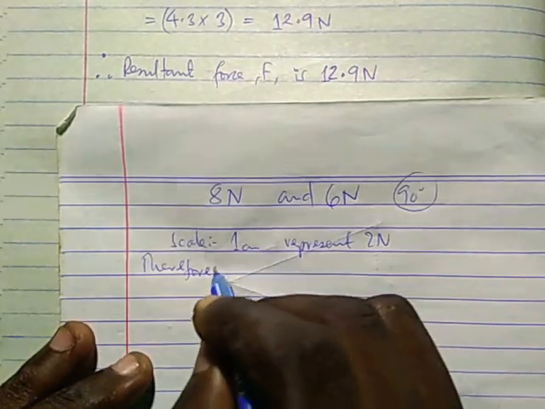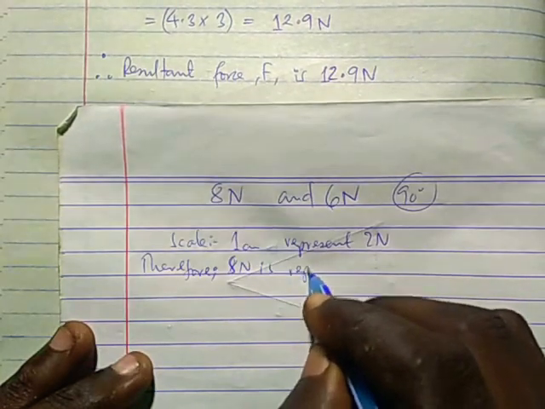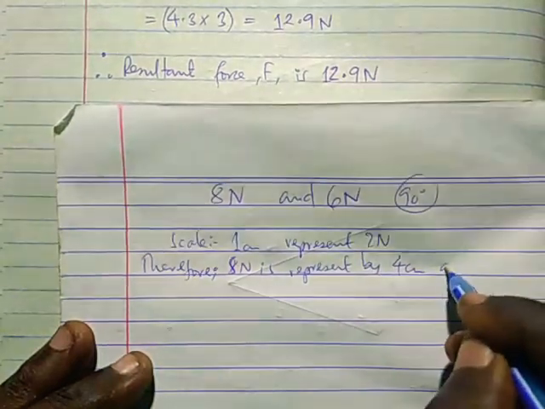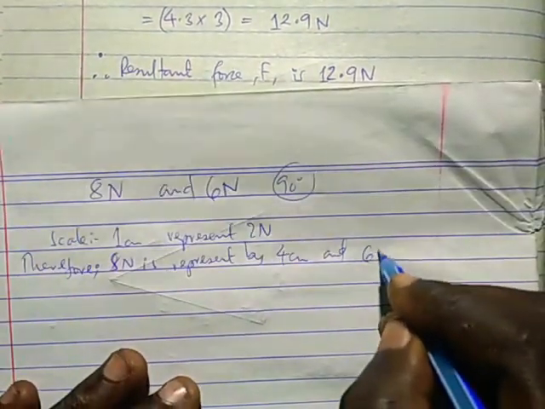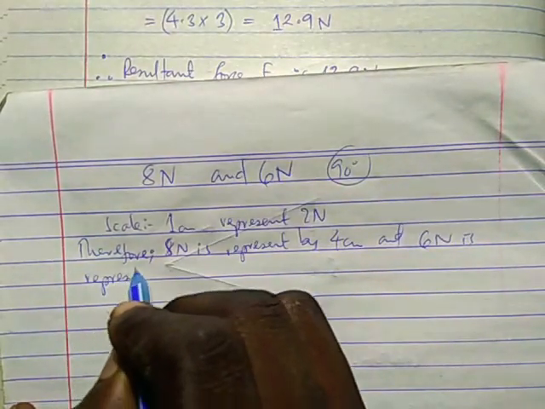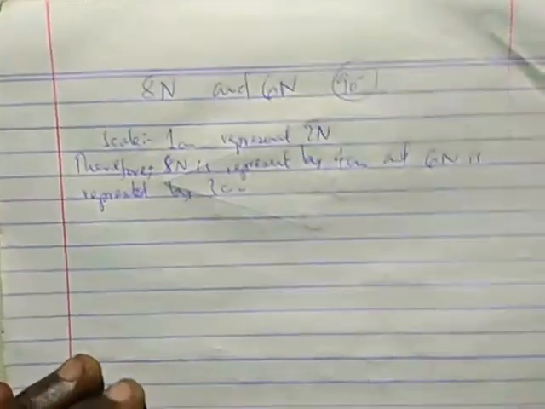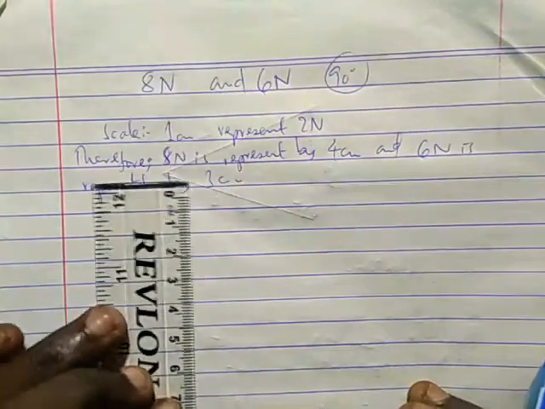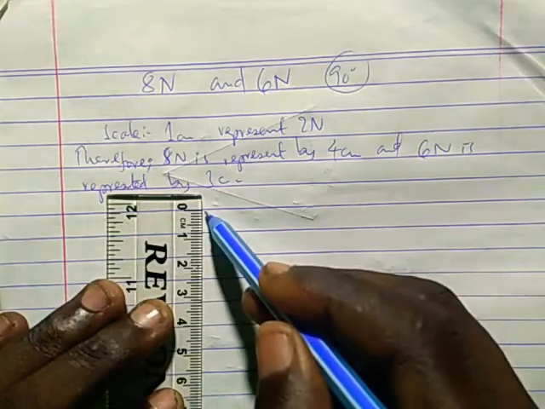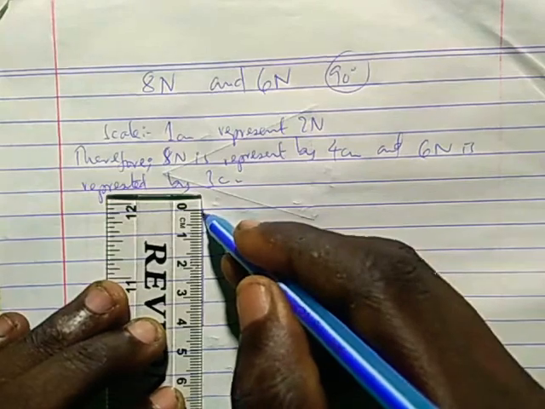Therefore 8 newton is represented by 4 centimeter, and 6 newton is represented by 3 centimeter. So from there, tutachola vector yetu wa kwanza, atakuwa ni 4 centimeter up to here.